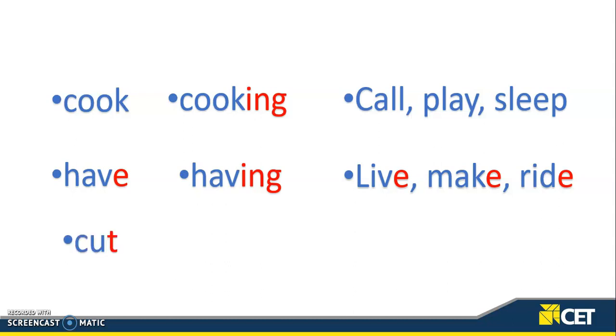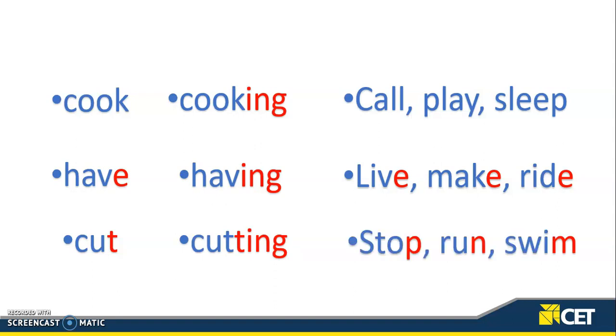And we have verbs like cut. We are going to double the last consonant. Cutting, double T. For example, stop, stopping, double P. Run, running, double N. Swim, swimming, double M.